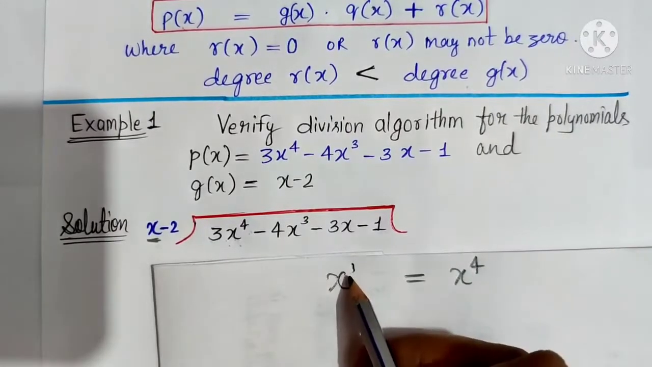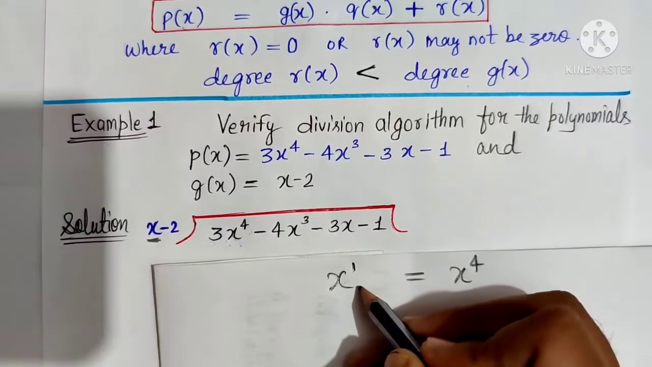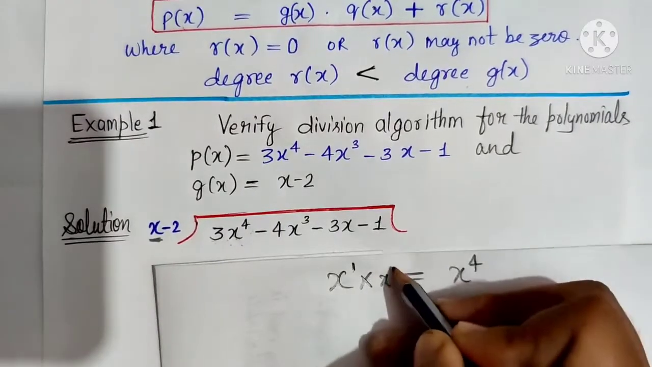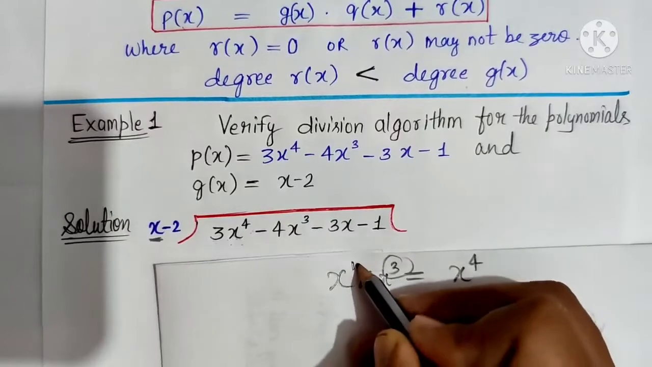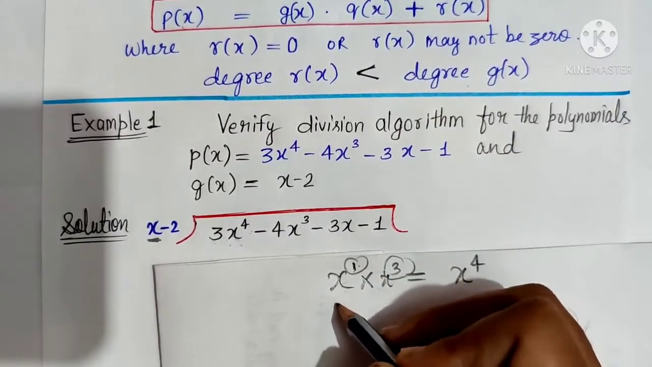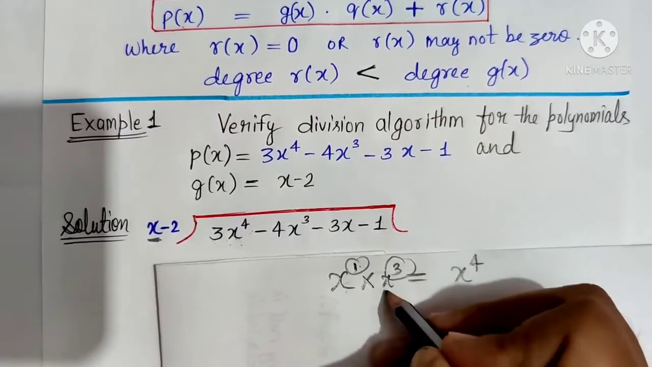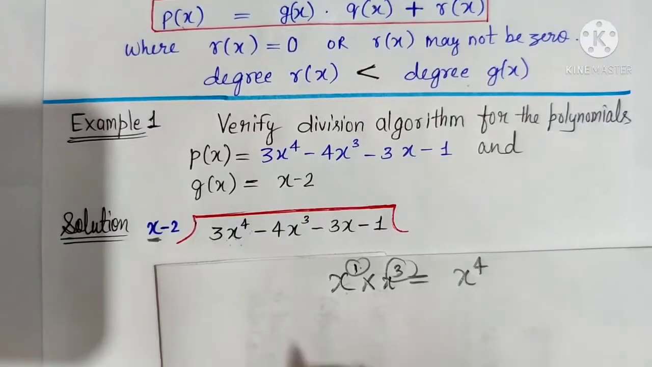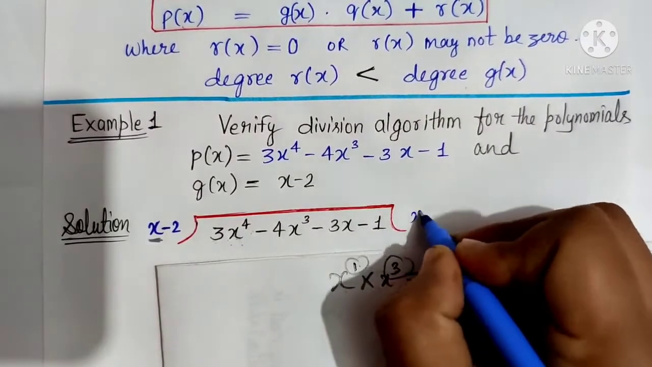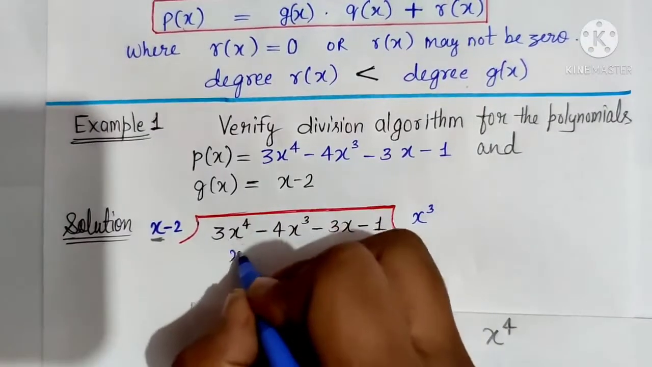So we are having 1. By which number we should multiply so that it becomes x to the power 4? We should multiply it by x raised to the power 3, because 3 plus 1, powers are adding, laws of exponents. When we are multiplying the same base, powers are adding. So 1 plus 3 becomes 4. So it means we should multiply by x raised to the power 3. So I am multiplying by x raised to the power 3. Okay, so it can come x raised to the power 4.